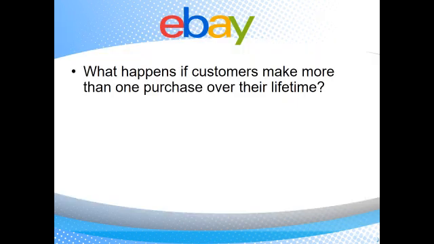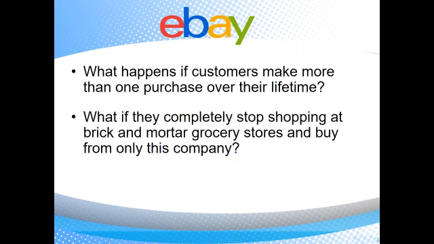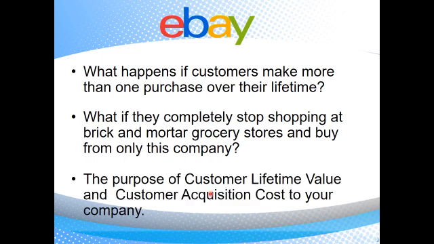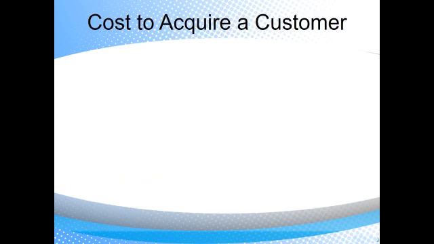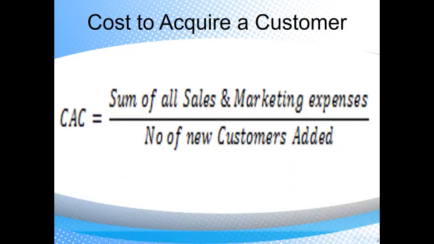In many ways, what happens if the customer makes more than one purchase over their lifetime? What if they completely stop shopping at brick and mortar grocery stores and buy only from this company? This is the purpose of customer lifetime value and customer acquisition cost to your company. So that's a very simple formula to look at cost to acquire a customer, and here it is. The CAC is the sum of all sales and marketing expenses, which could include research, divided by the number of new customers added. That gives you the CAC, as we saw in the eBay example.